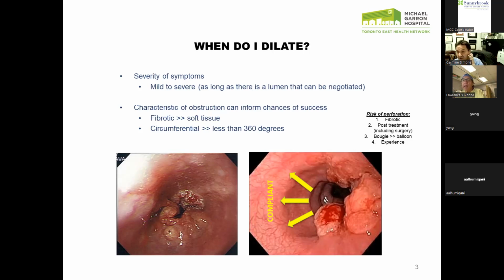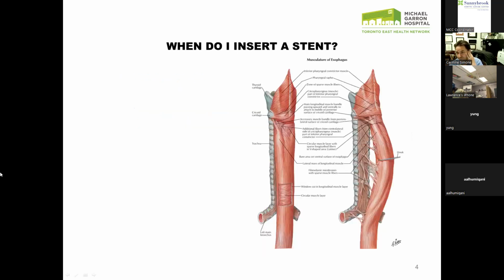I put experience there, and that's because we do know that centers that do higher volumes of dilatations have a lower perforation rate. So we just want to be careful about which centers and which individuals are actually doing it, because again, there is a bit of a feel to how these dilations should really go.